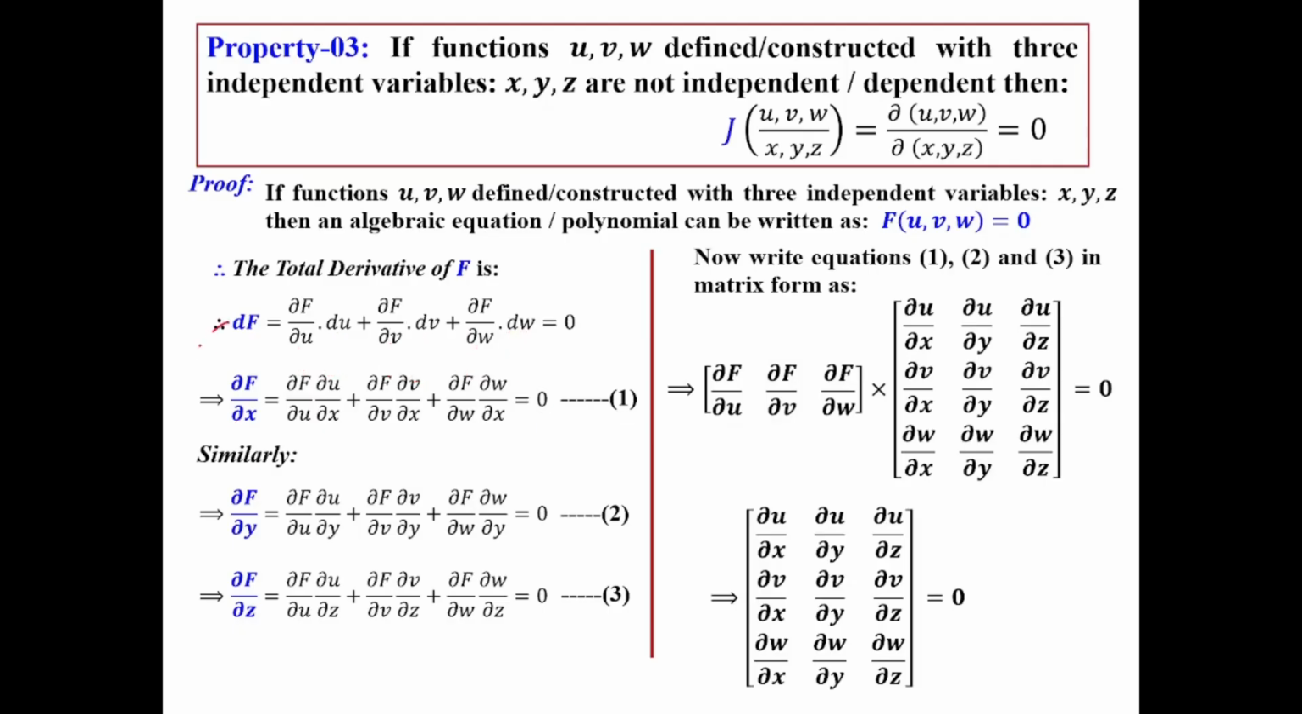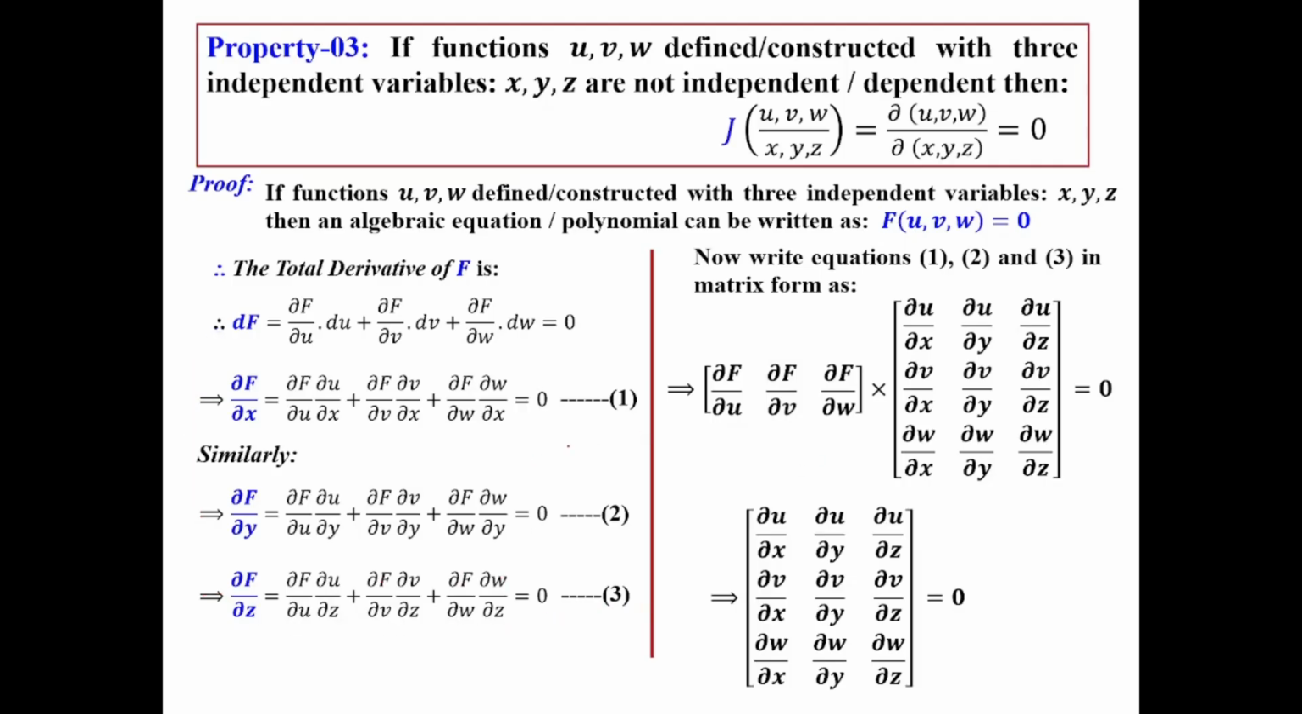Now consider del f by del y. Here del f by del u is there, multiplied with del u by del y, then del f by del v multiplied with del v by del y, and del f by del w multiplied with del w by del y. Let this be your equation number 2. Likewise, if we consider del f by del z, then we get del f by del u into del u by del z, plus del f by del v into del v by del z, plus del f by del w into del w by del z, equal to 0. Let this be your equation number 3.